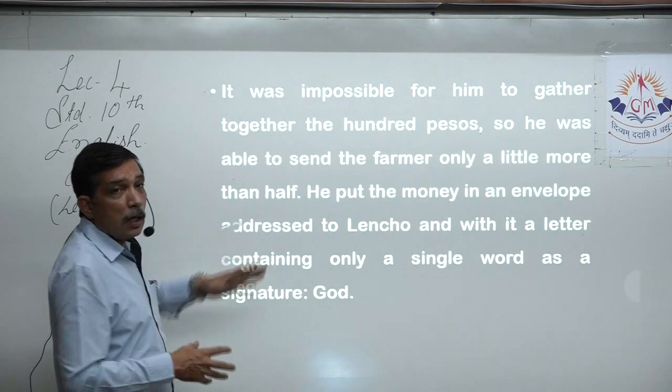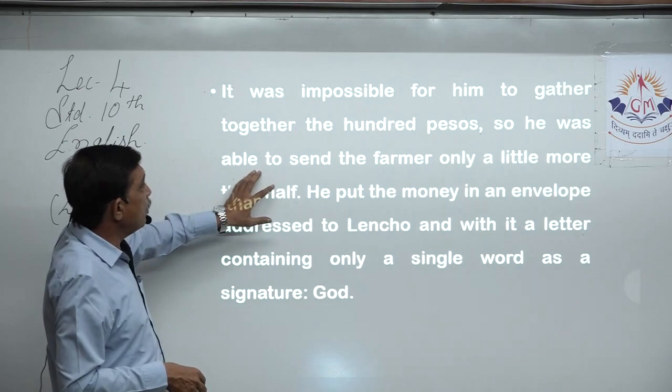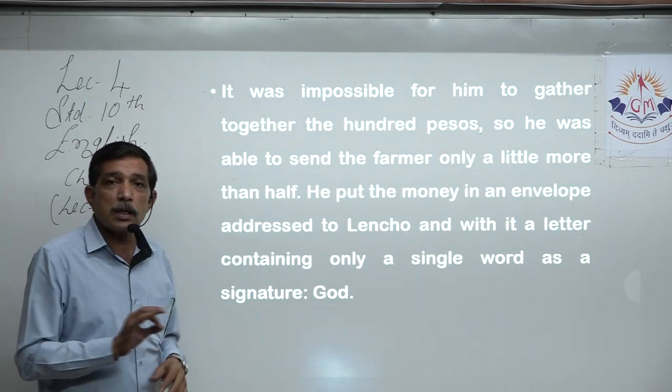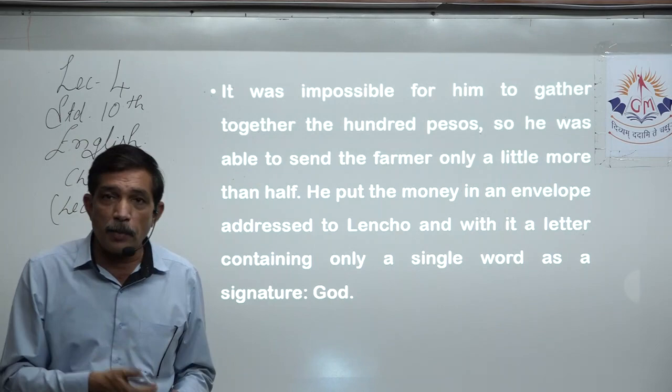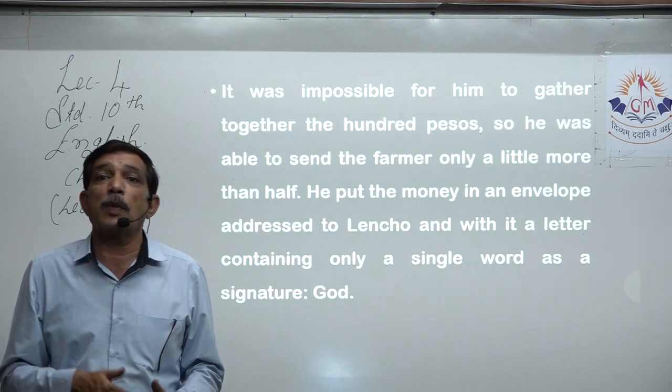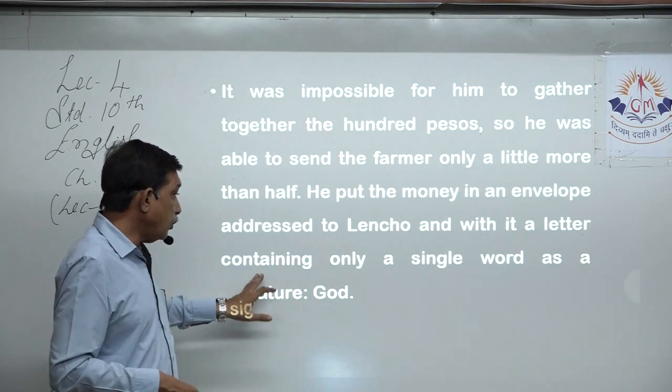So he collected the money and put the money in the envelope. He was able to send the farmer only a little more than half. He put the money in an envelope and addressed it to Lancho, but then he has to write a letter also. Reply is not there, right? So Lancho should know that this money has come from God. So he takes a small piece of paper, a letter, and on that he writes a single word, God.